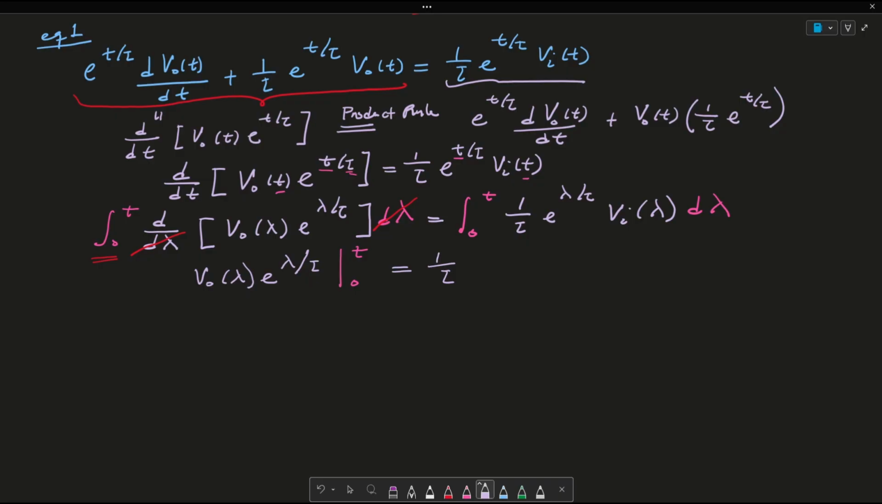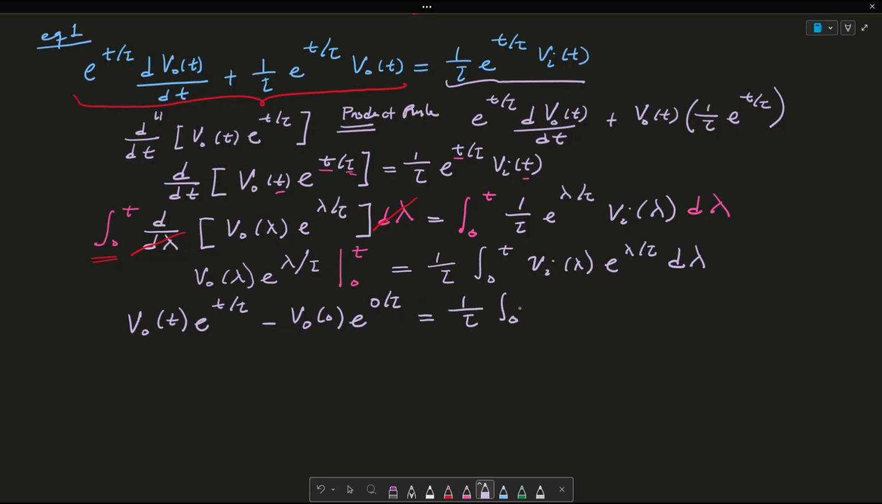So 1 over tau times the integral from 0 to t of vi of lambda e to the lambda over tau d lambda. If I distribute these limits, I get v out of t e to the t over tau minus v out of 0 e to the 0 over tau, equated to 1 over tau times the integral from 0 to t of vi of lambda e to the lambda over tau d lambda. As you can see, e to the 0 over tau is simply 1.